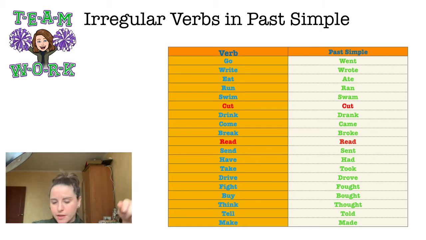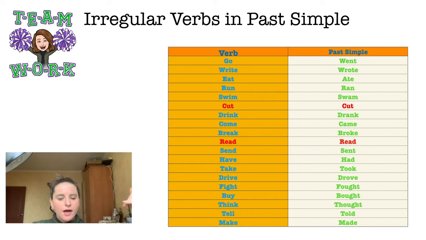It stays the same. Read, the spelling stays the same, but the pronunciation changes. So read becomes red, like the color red. Okay, that's how it sounds, but it's spelled like read the same way. Now, the rest of them, you just need to memorize their form. These are the top 20 I would say you would use in everyday speech, or that you would see most often in readings, or you would need to use to write with. Of course, there are many, many more, but let's start with these 20 and work our way up.